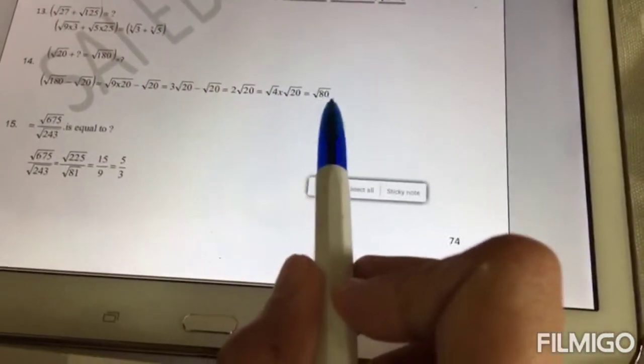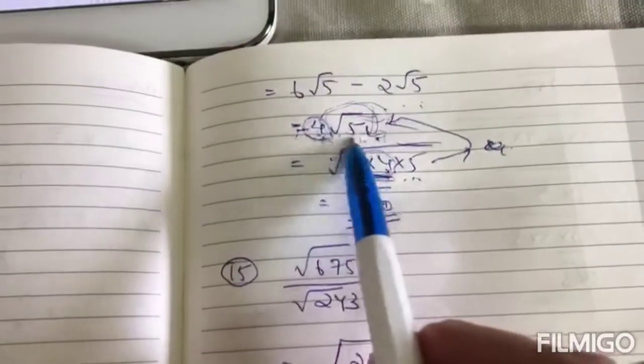Okay, you can even write it as 4 square root of 5. That is also correct. You'll have to see what answer choices they have given and accordingly tick it. Sometimes the answer choice may be given as root of 80, but your answer may be 4 root 5.